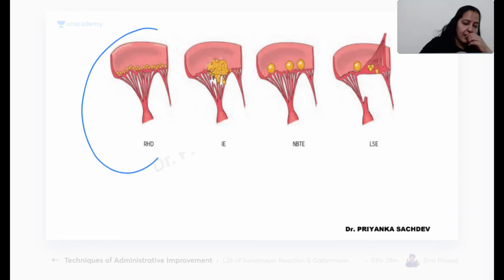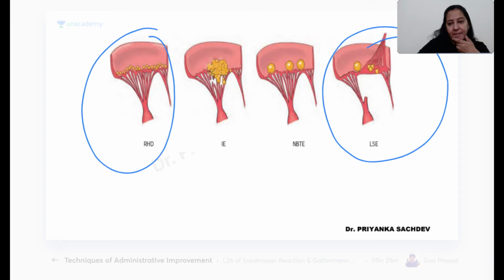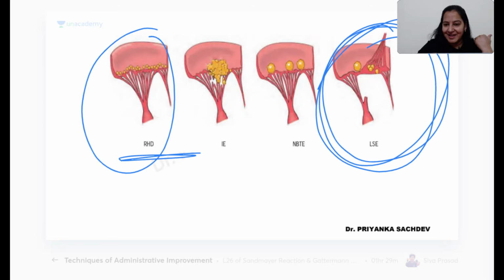Now please see this diagram and this diagram. Compare it. The first one is rheumatic disease, rheumatic fever. So can you see it is at the junction? It is at the junction. And can you see in the Libman-Sacks, where I have shown the vegetation, the vegetations are shown at the upper surface also, and flipping over, at the lower surface also.